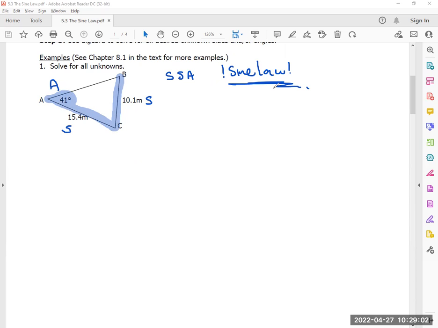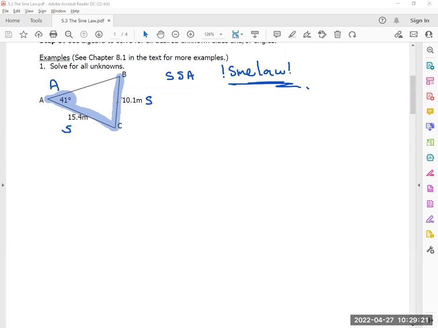You understand what I mean by these acronyms? ASA, SSA, AAS. If you can find these 3 things without lifting your pen, then you can use sine law. And you'll see me do it again for the next example. Let's set it up.